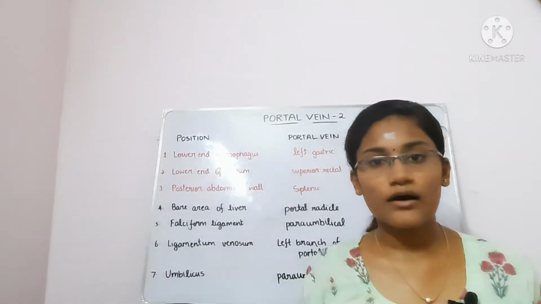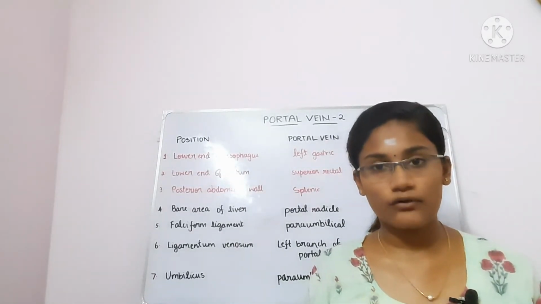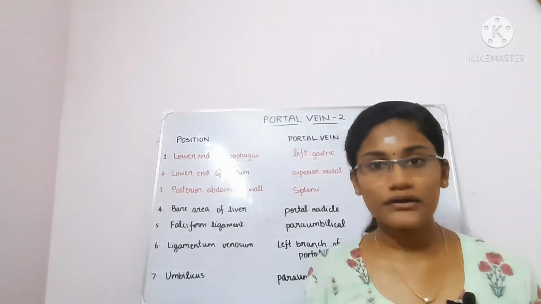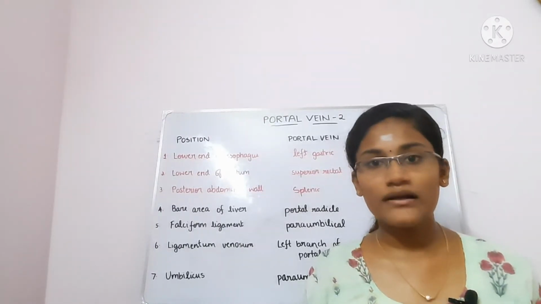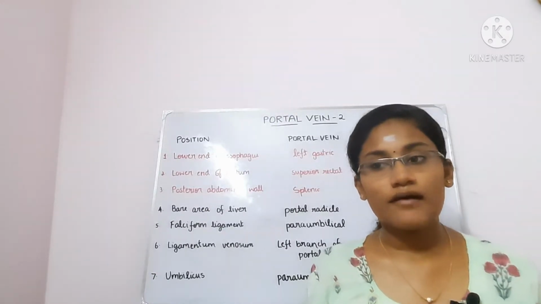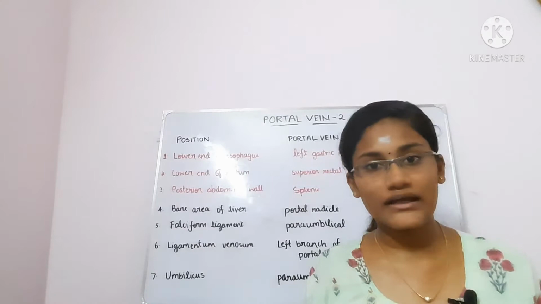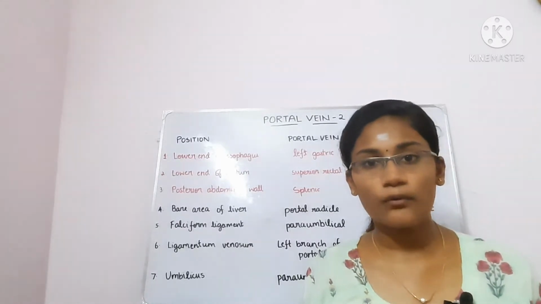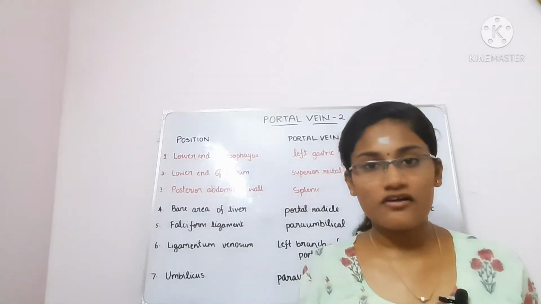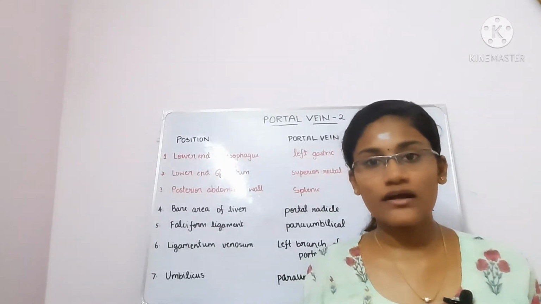So now let's talk about the clinical anatomy related to the portal vein, which is portal hypertension. Normally the portal pressure is 5 to 15 mmHg, but when the portal pressure rises above 40 mmHg, this leads to portal hypertension. The portal pressure is measured by a splenic puncture and measuring the intrasplenic pressure.